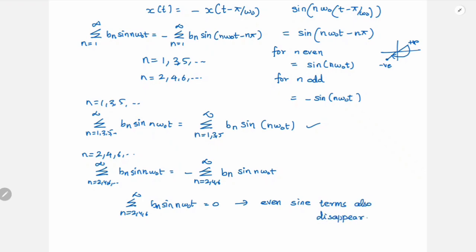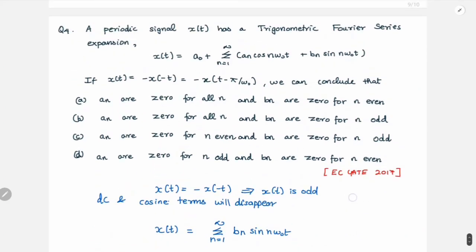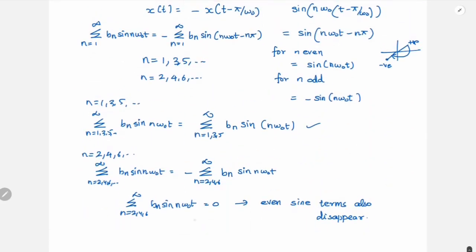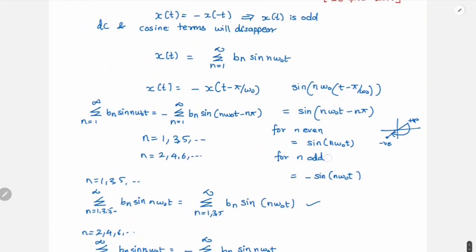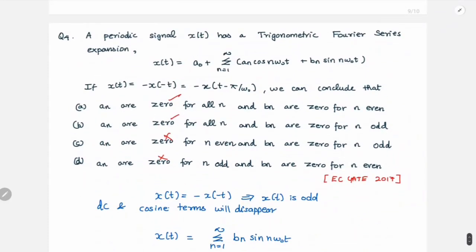So what is the conclusion? The an are going to be 0 for all n. So this is correct, and these other two options are wrong. And what about bn? bn is going to be 0 for even n, correct? So bn is 0 for even n. So the correct option is option A.